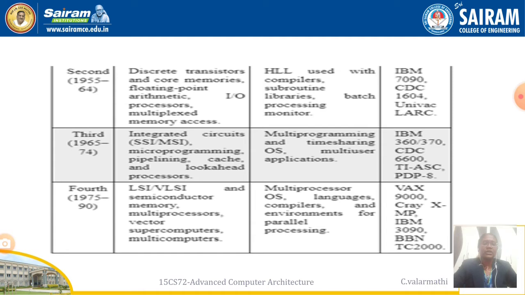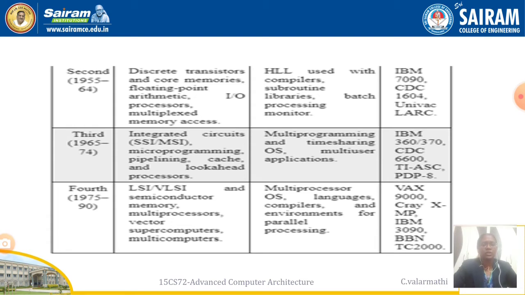It falls in the year duration of 1955 to 64. The architecture they used includes core memories and floating point arithmetic IO processors. Before that they used vacuum tubes, then they changed to relay memories. And the language they used is high level languages. The example representative systems are IBM 7090 and CDC. In this also they faced some disadvantages.